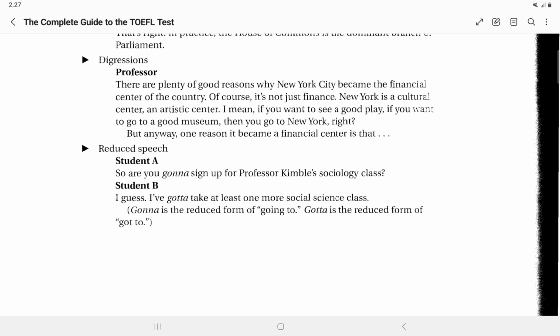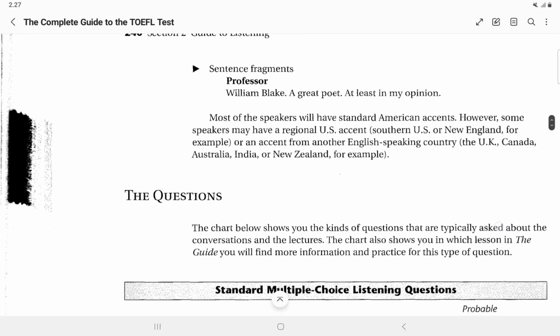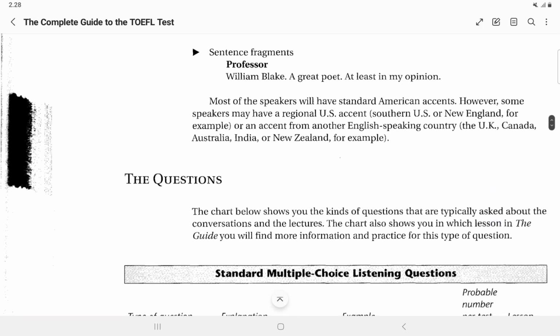Reduced speech. So, are you gonna sign up for Professor Kimley's sociology class? I guess I've got to take at least one more social science class. Gonna is the reduced form of going to. Gotta is the reduced form of got to. Sentence fragments. William Blake, a great poet, at least in my opinion.